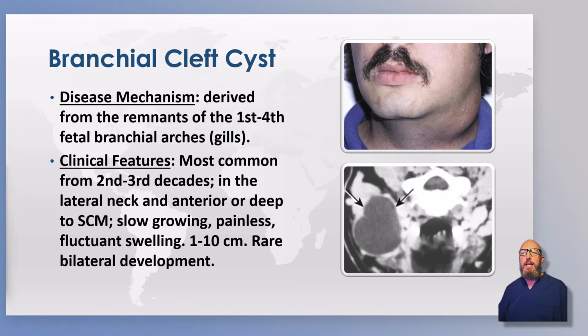So most common in the second and third decade, so this does arise a little bit later. It'll be anterior or maybe deep to the sternocleidomastoid and a slow-growing, painless, fluctuant swelling, just like any of these soft tissue ones we're talking about. Rarely is it going to be bilateral, but that can happen. And so the pairing to remember is midline for thyroglossal, lateral neck for branchial cleft.